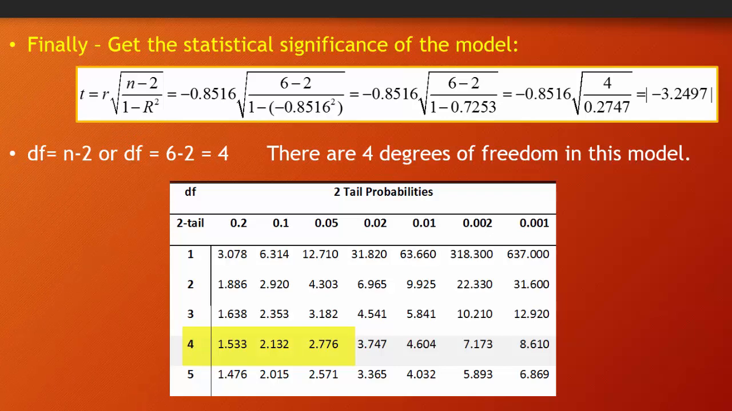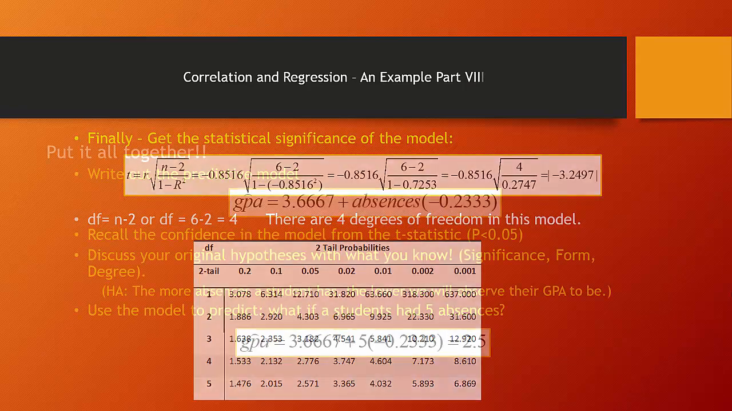We're higher than the 1.5, higher than the 2.1, higher than the 2.7. We're not higher than the 3.7. So the 2.7 was, alpha was 0.05, or we're 95% confident. So we're more than 95% confident we can reject the null hypothesis when we claim that there's a relationship between absences and grade point average.